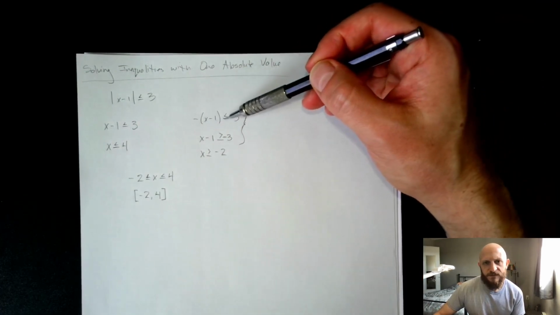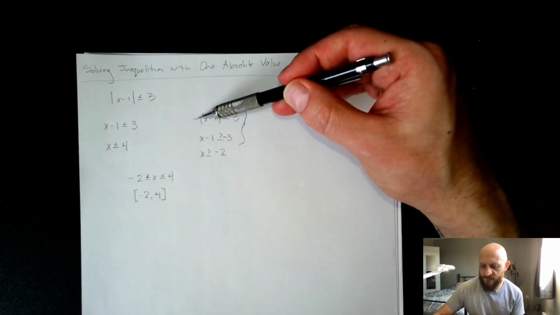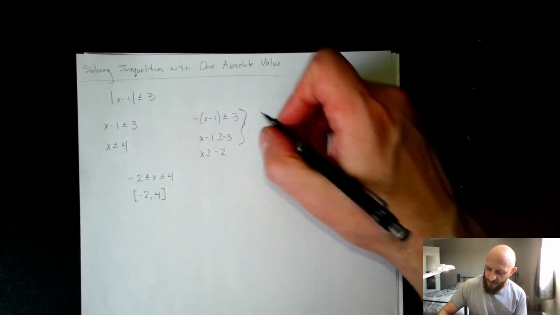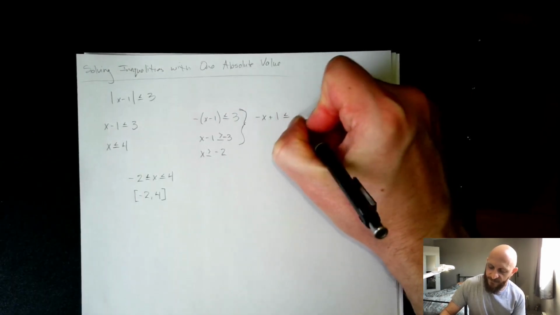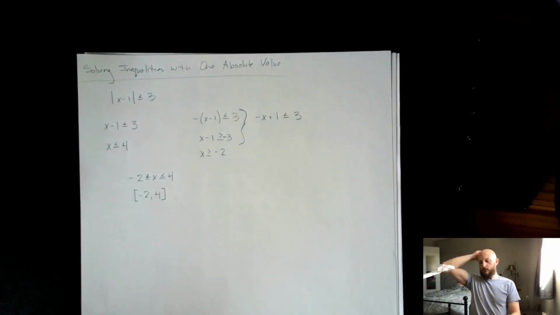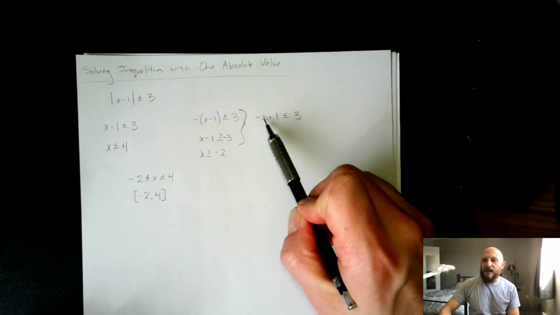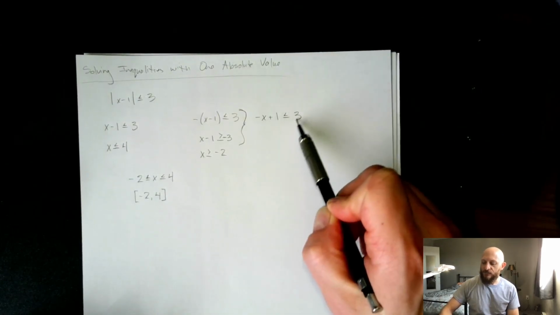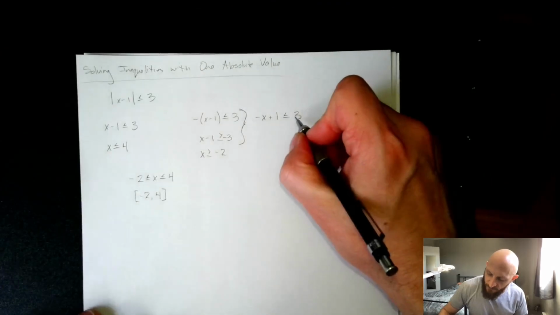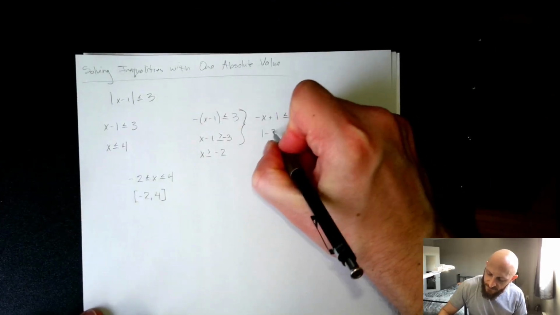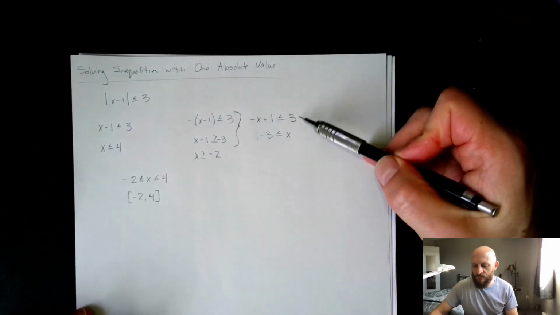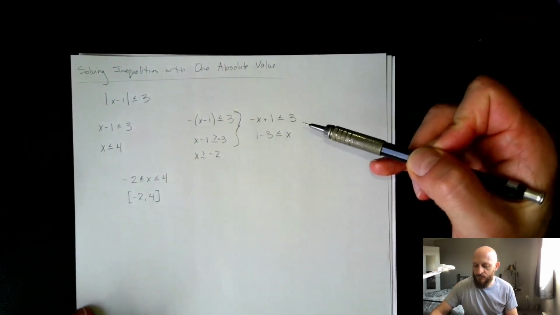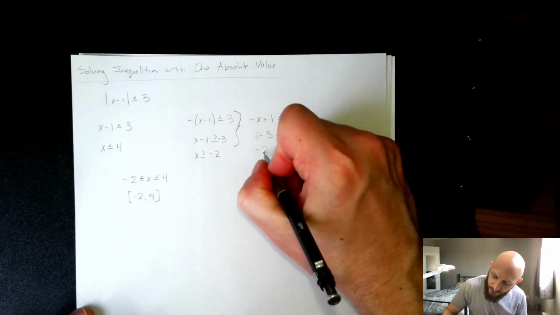So what if, from this step right here, I decided to just distribute this negative first? Then we would get on the left negative x plus 1 is less than or equal to 3. And what I might do is add x to both sides and subtract 3. If I do that, this is the same as 1 minus 3 is less than or equal to x. I just added x to both sides and subtracted 3. 1 minus 3 is negative 2.